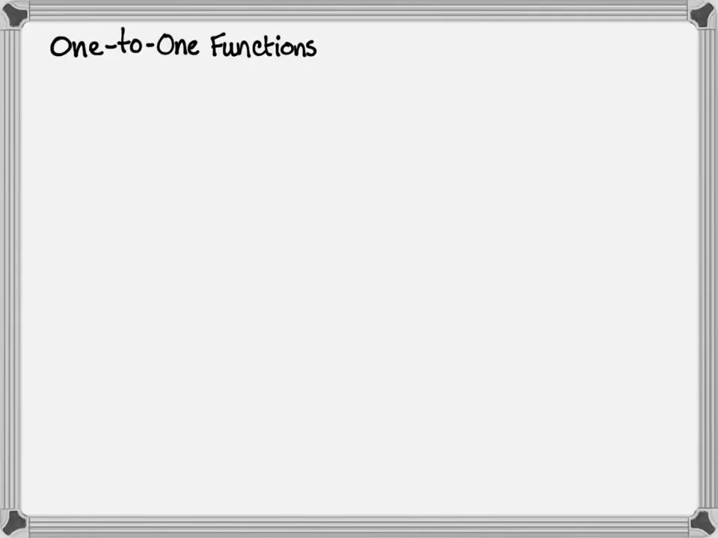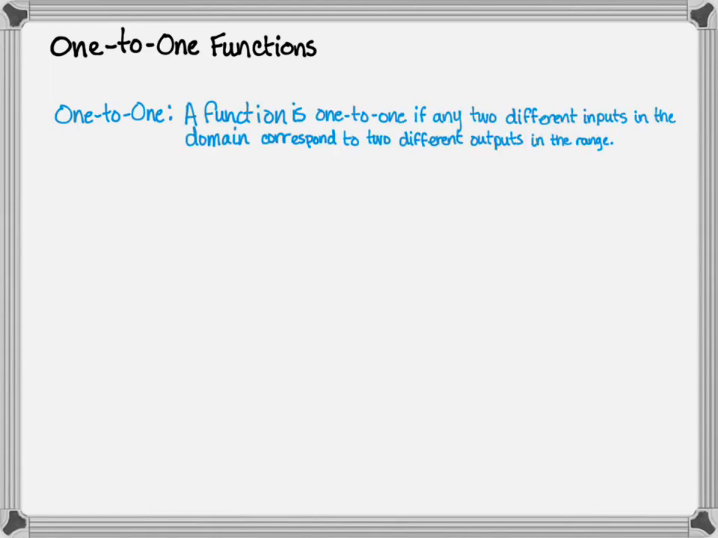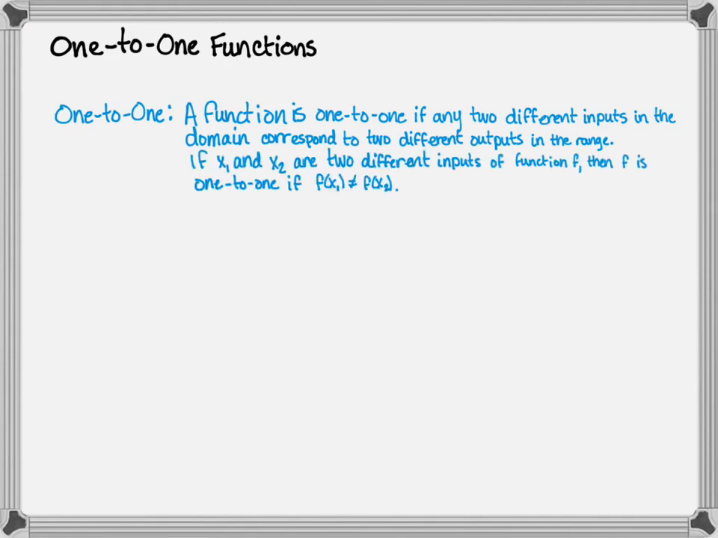One-to-one functions. A function is one-to-one if any two different inputs in the domain correspond to two different outputs in the range. In other words, if x sub 1 and x sub 2 are two different inputs of function f, then f is one-to-one if f of x1 does not equal f of x2.